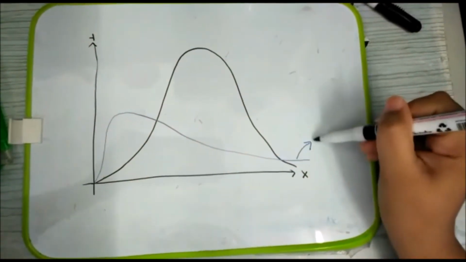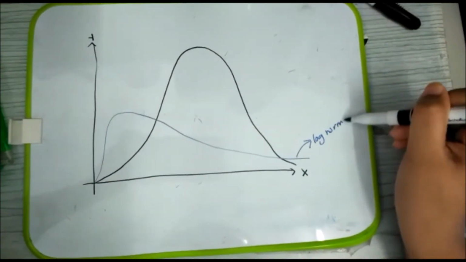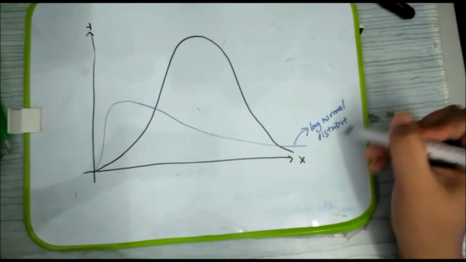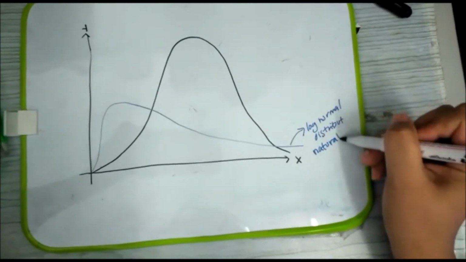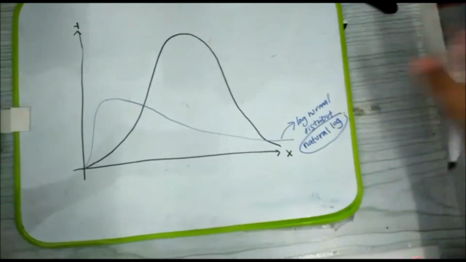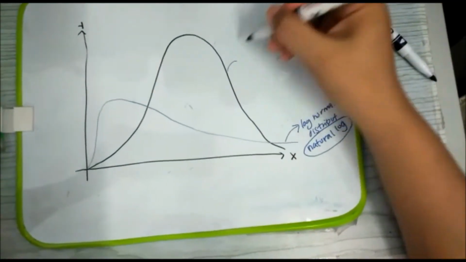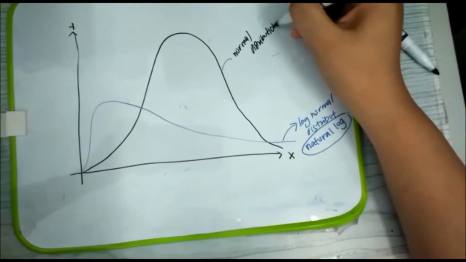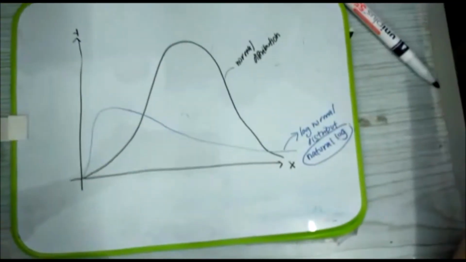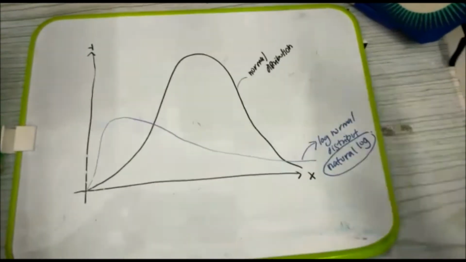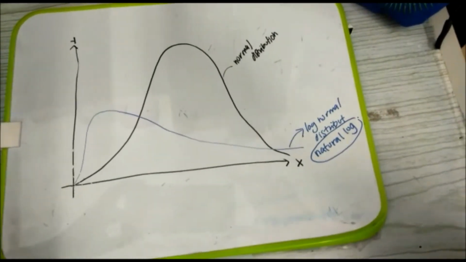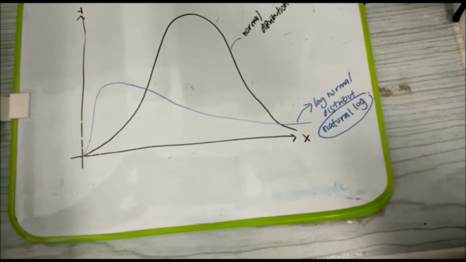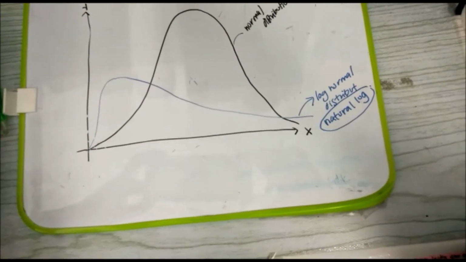This is the log-normal distribution, or in other words, we call it natural log. Meanwhile, this is the normal distribution, a distribution in a bell shape. And the natural log only happens if and only if it is normally distributed, or we call it log-normally distributed.